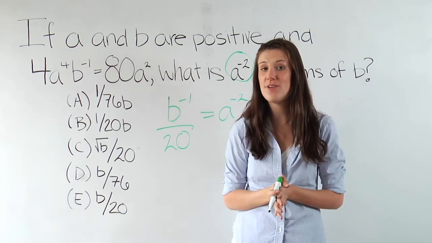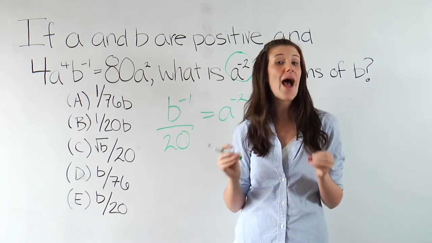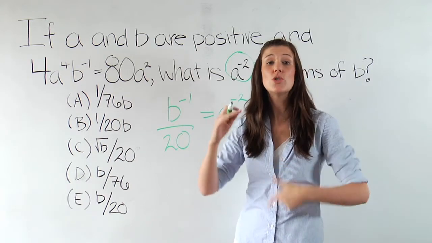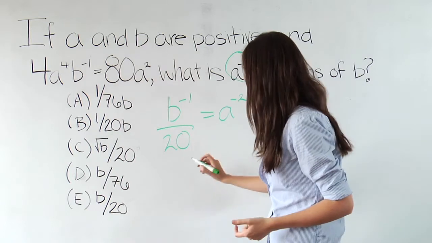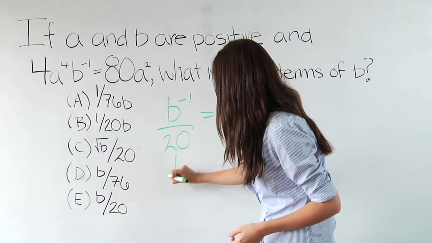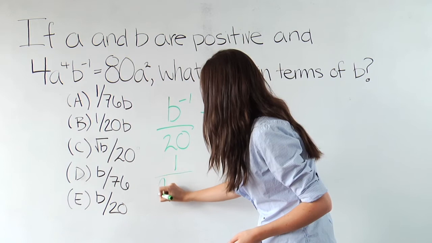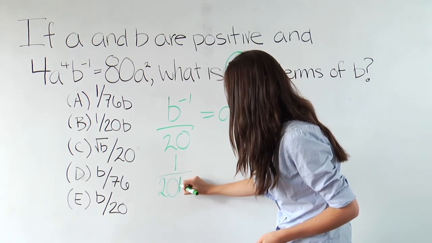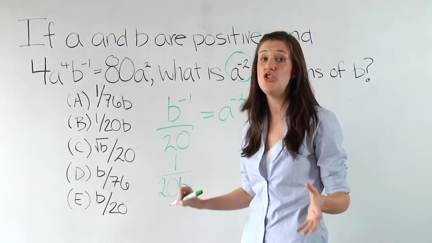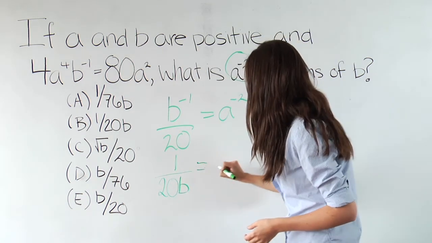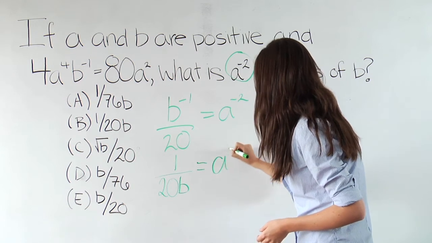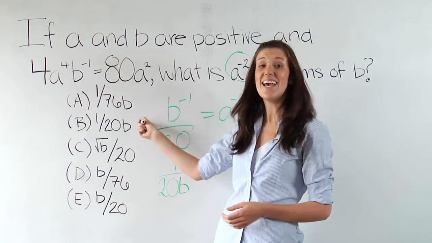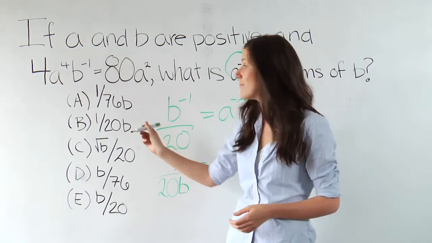And this is where your knowledge of negative exponents comes in. This is where you have to know that b to the negative 1 is the same thing as 1 over b. So let's switch that around now. I put a 1 in the numerator. I've already got a 20 in the denominator. And joining that 20 is going to be the b to the positive 1, which is just b. So now I've got 1 over 20b equals a to the negative 2. Is that one of my answer choices? Yes, it is. It's answer choice B.